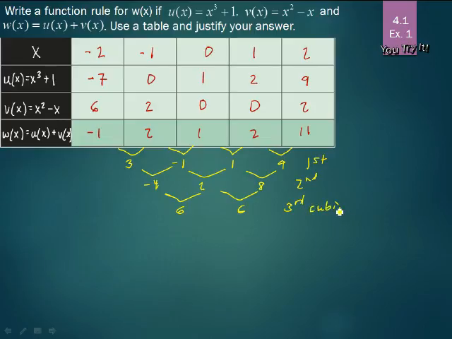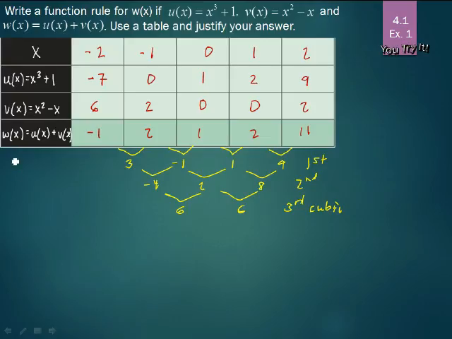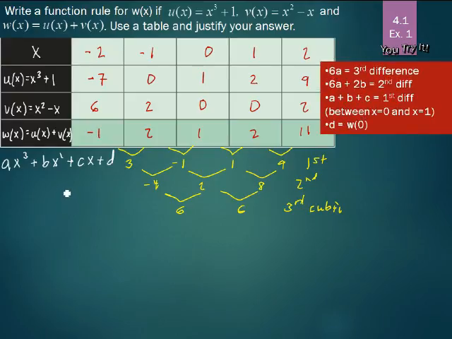a cubic function. So let's go ahead and use what we learned in chapter 1 to figure out what this equation will be. So remember that with a cubic, the standard form is ax cubed plus bx squared plus cx plus d. And we need to find those coefficients a, b, c, and d. So I have the bullet points here from chapter 1. So first of all, 6a will equal the third difference, which here is 6. So solve for that, dividing by 6 on each side. We get a equals 6 divided by 6, which is 1.